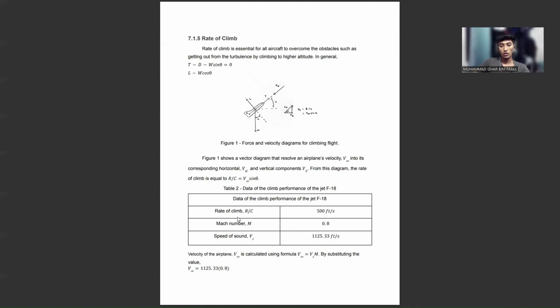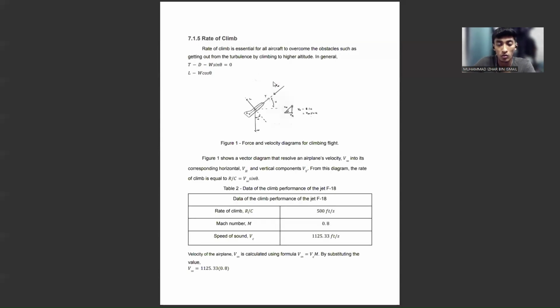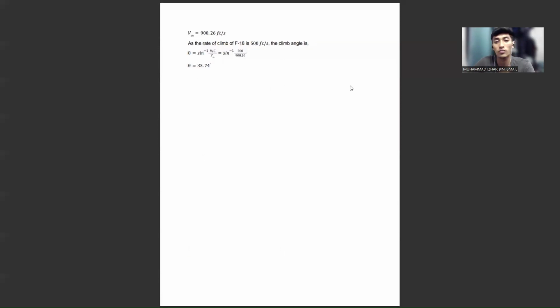As we already have rate of climb, we only need to find the climb angle. To find climb angle, first we need to find the value of velocity of the airplane, which is V. After we get V, we can use the value of rate of climb to find the climb angle, and we will get climb angle 53.74. From this, we know that the jet F-18 needs to climb 33.74 degrees to avoid the obstacle so that it can climb to higher altitude. So that's all for rate of climb.